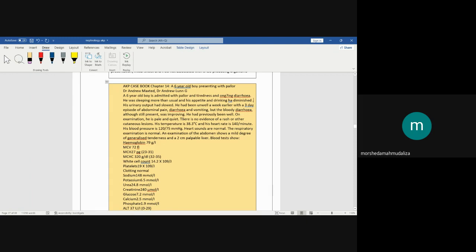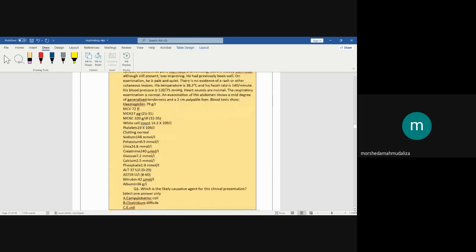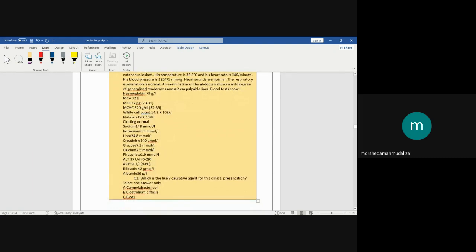On examination, he is pale and quiet. There is no evidence of rash or other cutaneous lesion. Temperature, heart rate, blood pressure, and heart sounds are normal, respiratory examination is normal, there is a mild degree of generalized tenderness, and there is hepatomegaly. Blood hemoglobin 7.9. MCV, MCH, MCHC, white cell count, platelet count. So what is the likely causative agent? The scenario is very hard. Many things are possible, but consider the agent for this clinical presentation.